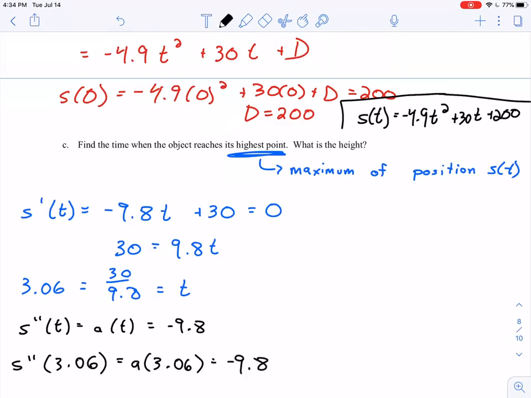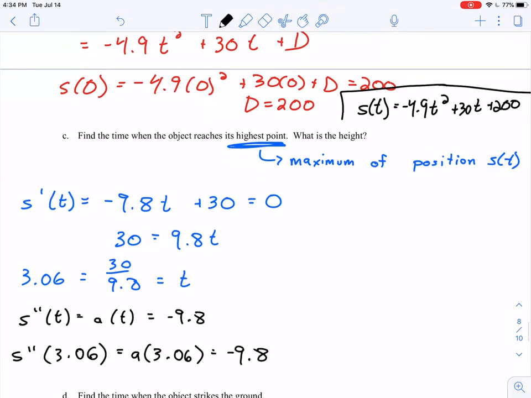And I think about what this tells me, because I'm trying to do the second derivative test here. So the second derivative is negative. What does that tell me? It tells me it's concave down. It tells me that I do in fact have a maximum, and that's exactly what I wanted. So okay, I know that I achieve my maximum, and let's just make a note right here. The max height at t equals 3.06 seconds.